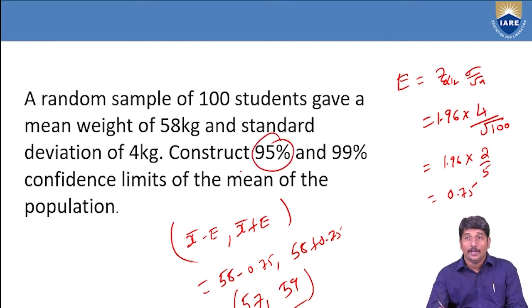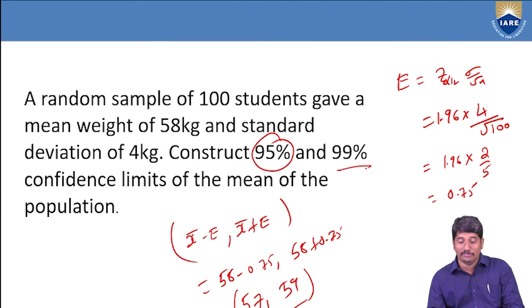In a similar way, you can find the confidence interval of the same problem at 99% also by proceeding in the same way. Now, at the last, we'll see one more application with which we are going to conclude the lecture.